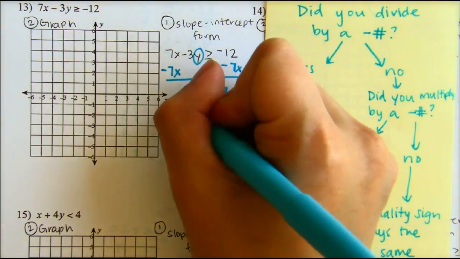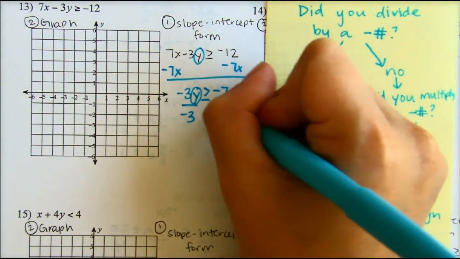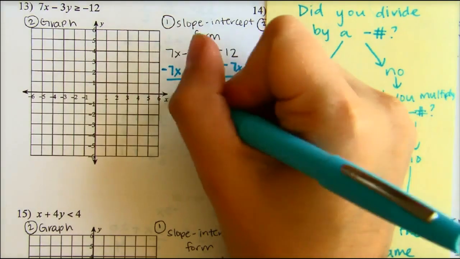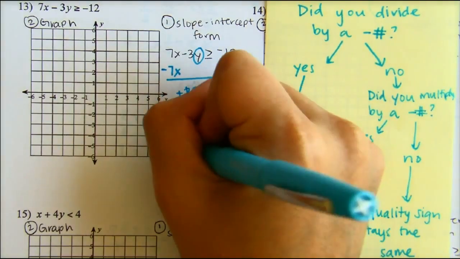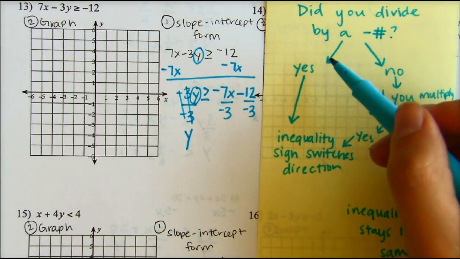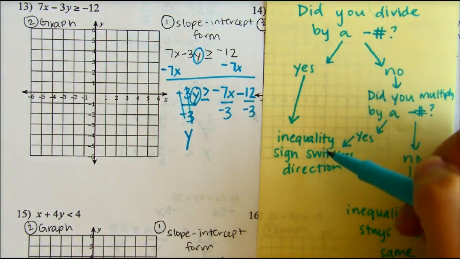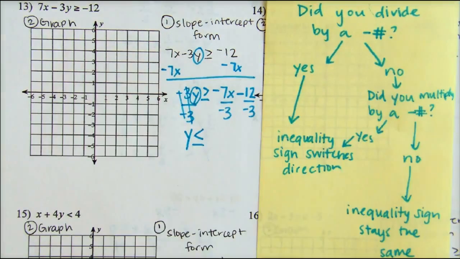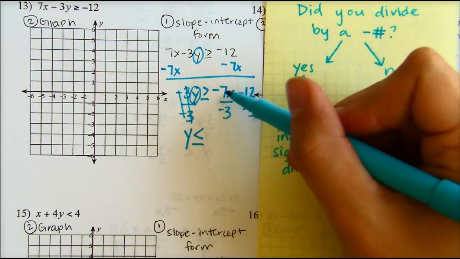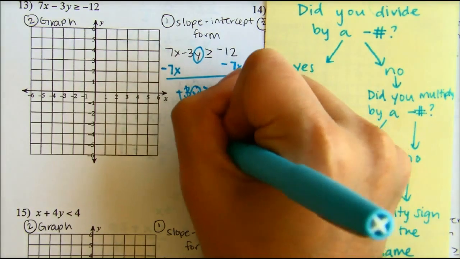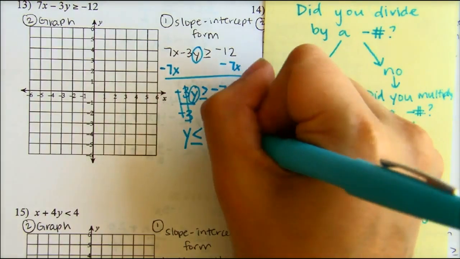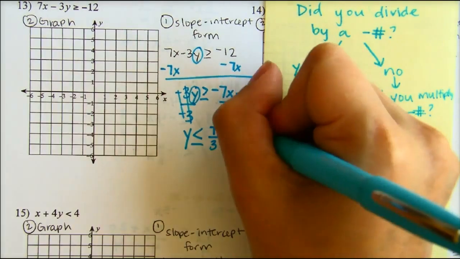To get rid of that negative 3, I'm going to divide every term by negative 3. When I do that, my negative 3's are going to cancel. I'll be left with just a y. If I look at my flow chart for my inequality sign, did I divide by a negative number? Yes, I did. So my inequality sign will switch directions to a less than or equal to. A negative divided by a negative will give me a positive. 3 can't go into 7, so it's going to stay a fraction, 7 over 3x. A negative divided by a negative gives me a positive. 12 divided by 3 will give me 4.